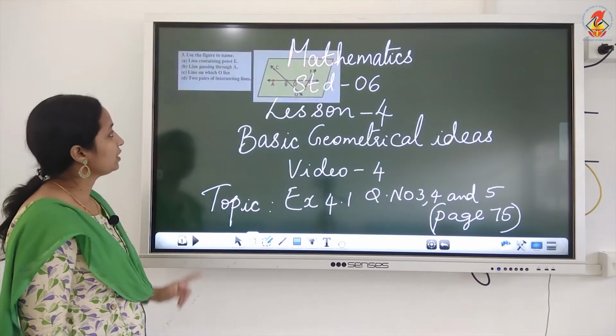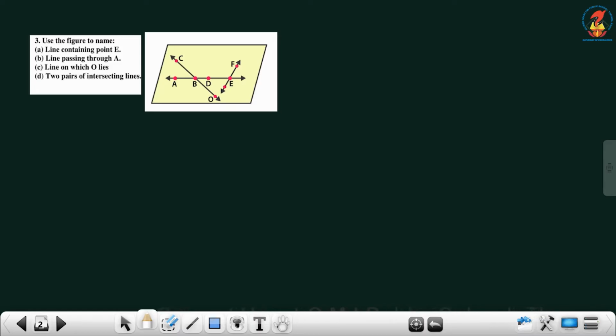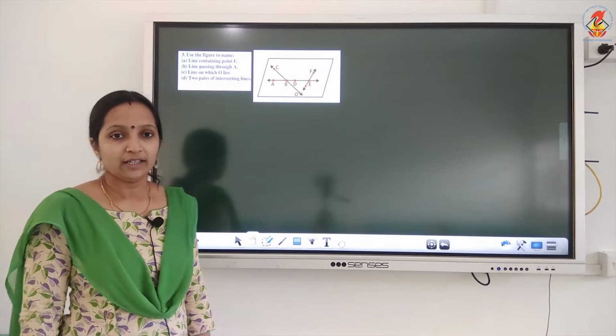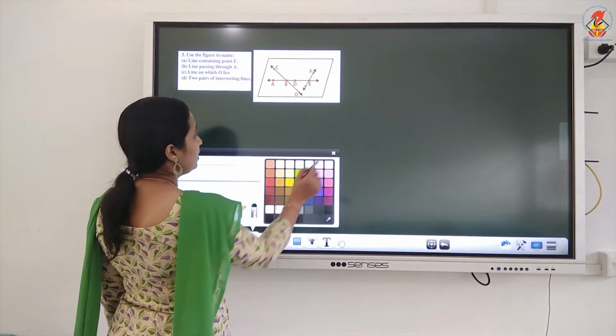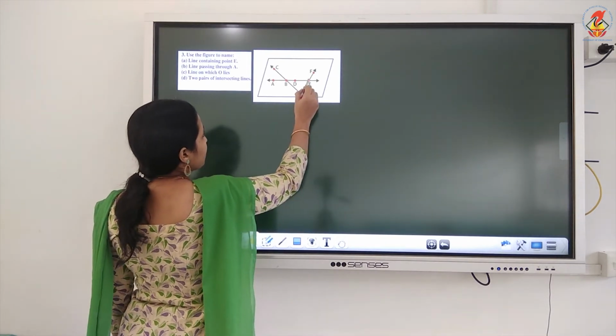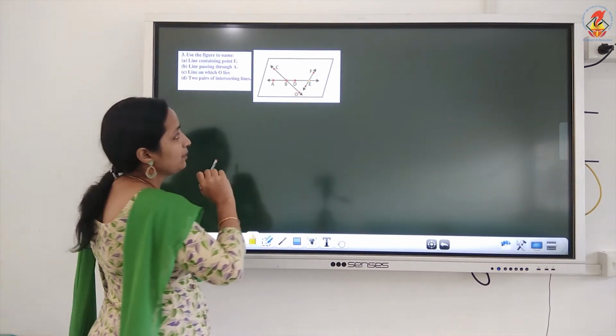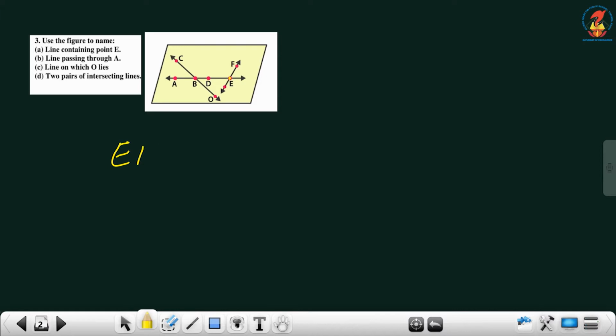Okay, now move to the third question. Use the figure to name. One figure is given there. By looking at that figure you have to write the name of a line containing point E. So tell me, this is point E, is it? So how will we write the name? Line EF is a line containing point E.